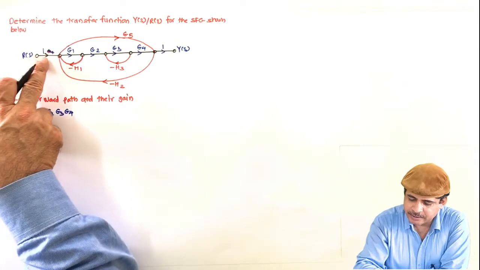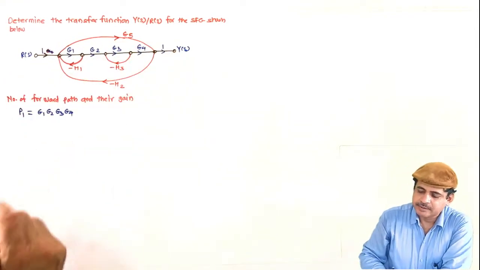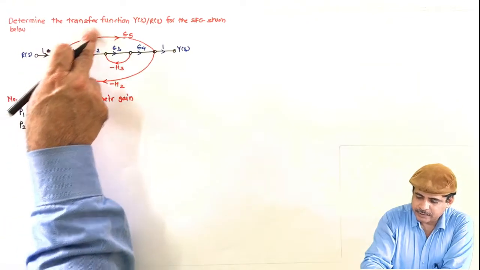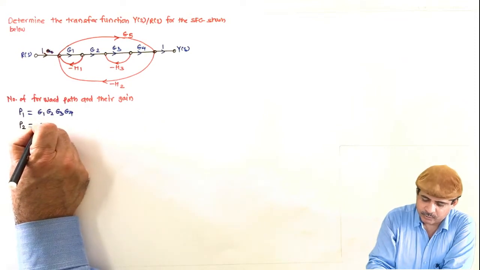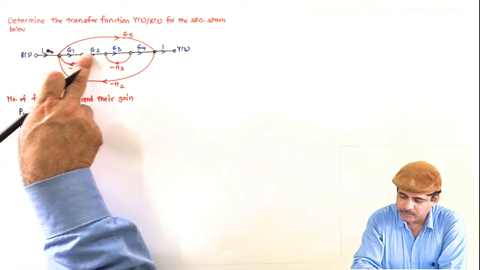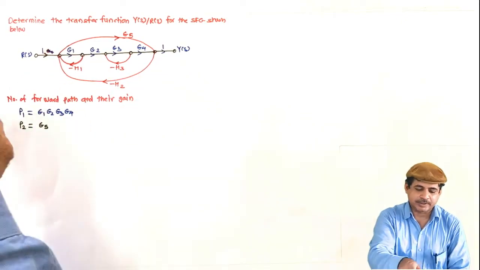Next, let us check again. Here it is coming. Yes, P2 is 1 into G5. So only G5. Is there any other forward path going from this to this? No. Only two forward paths, and their gain are also obtained.